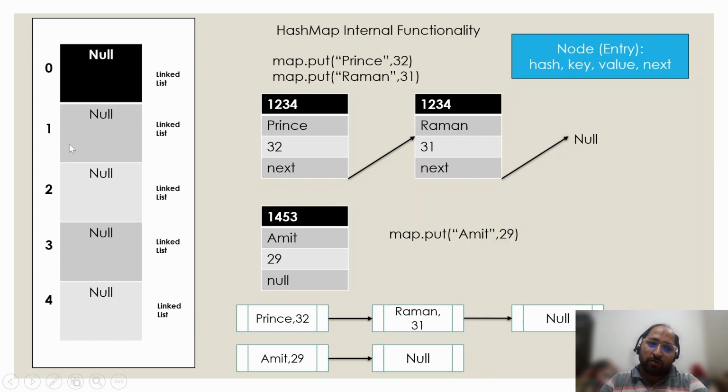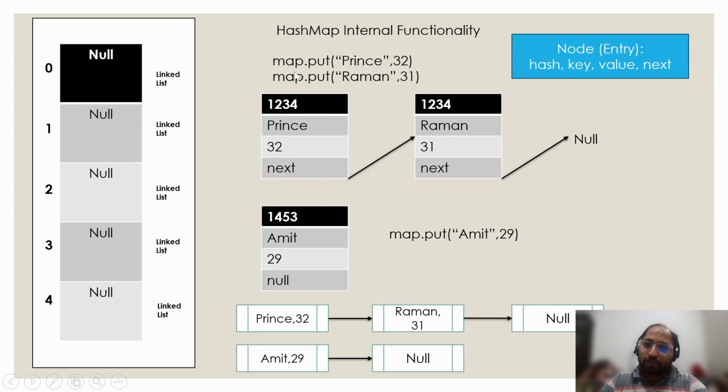When this index is calculated, the next step is we will check whether it is null or not. If it is null, this new node will be added to this particular index. Now what will this node contain? It will contain the hash code, it will contain the key which is prince, and it will contain the value. The next pointer would be null at this point of time because there is no next entry. This next pointer is nothing but it maintains the next entry in the node, right?